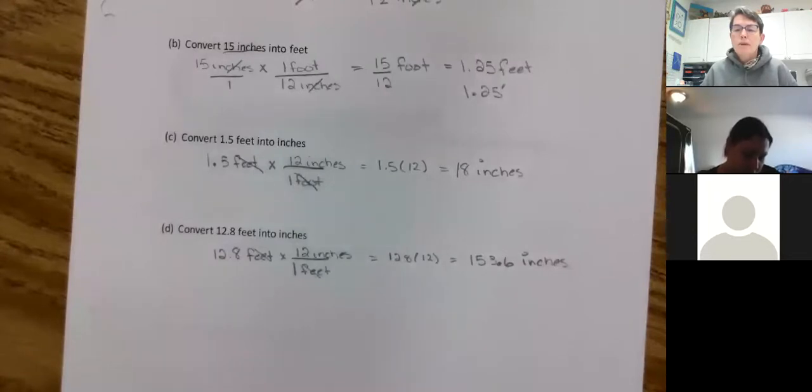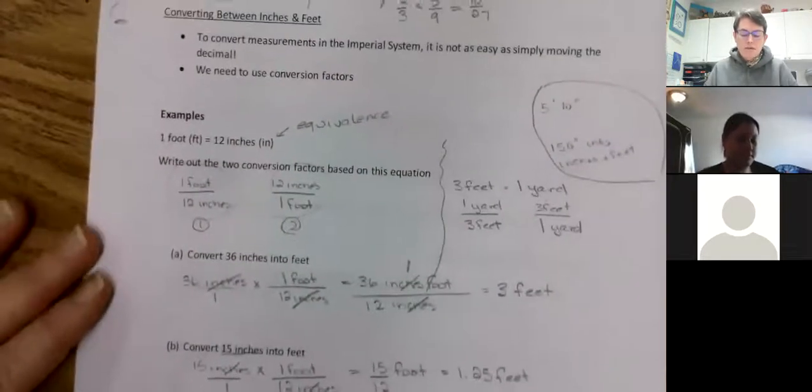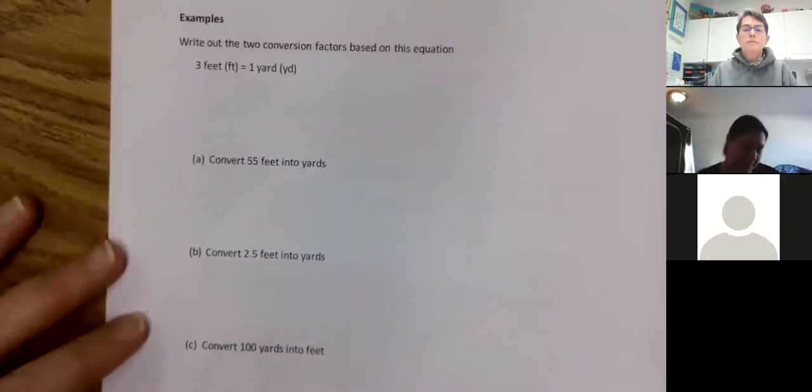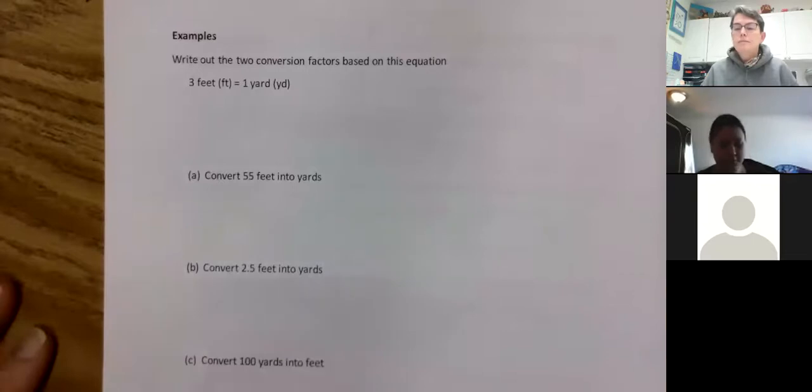All right, let's flip the page over and we'll get you guys to try it and then we'll correct them together. But first, let's write out the 2 conversion factors.